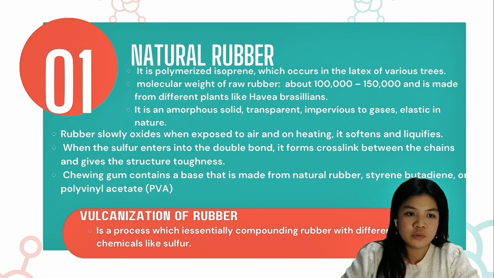Then this raw rubber liquefies and softens when heated. To fix this, we use vulcanization. This is the process of compounding rubber with sulfur. Then this sulfur creates crosslinks between the chains to give the rubber the necessary toughness. This rubber is also the base for chewing gum manufacturing.